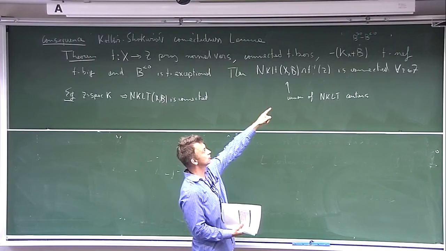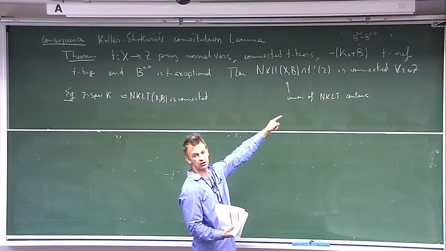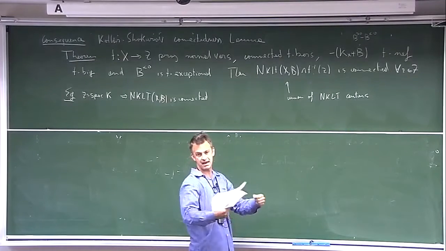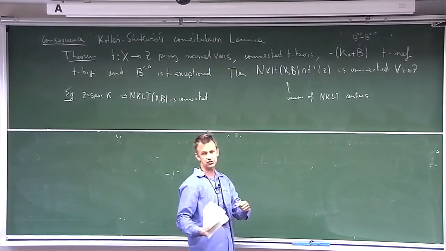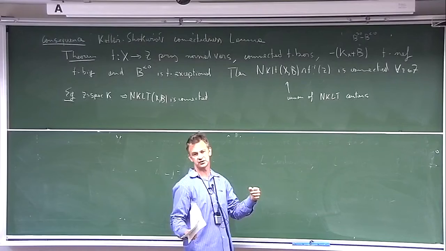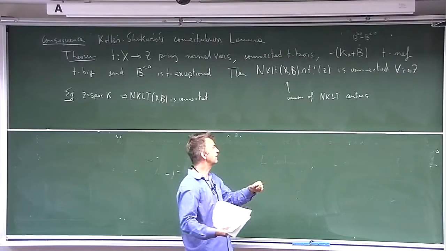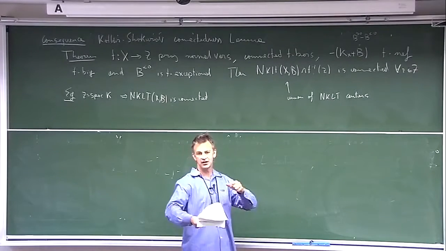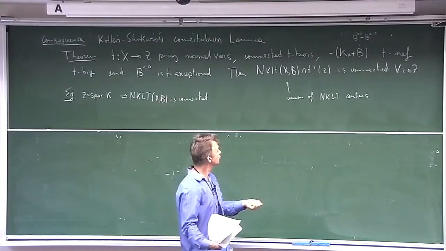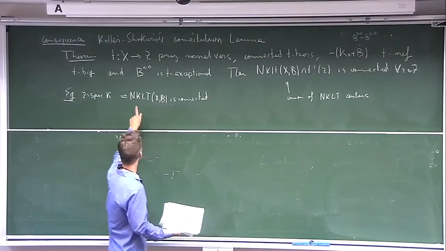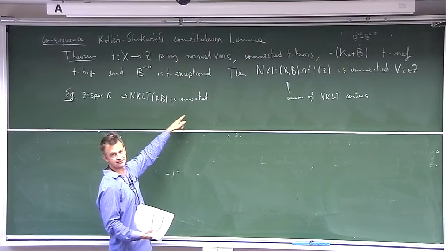If minus kx plus b had big volume, you'd expect to produce many, many sections. In particular, you'd expect to be able to produce interesting non-Kawamata log terminal centers. The more sections you have, the more freedom in choosing some auxiliary divisors you have. But no matter what you do, you're always going to construct something which is connected.